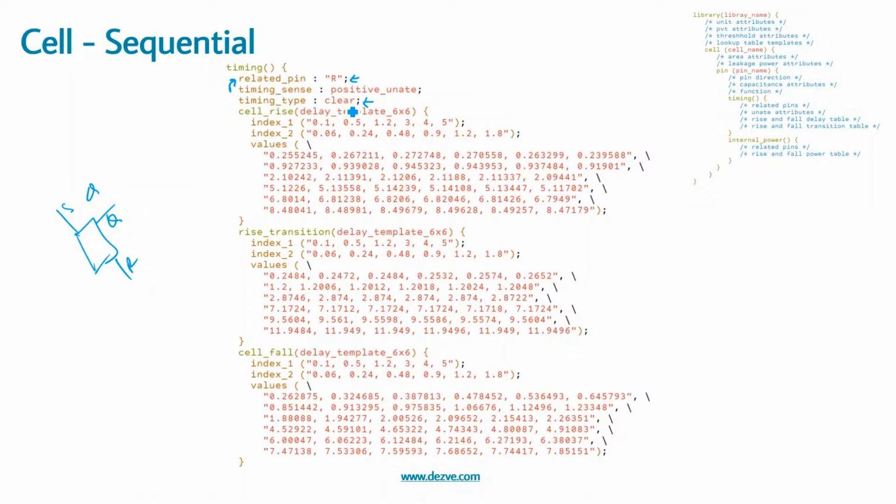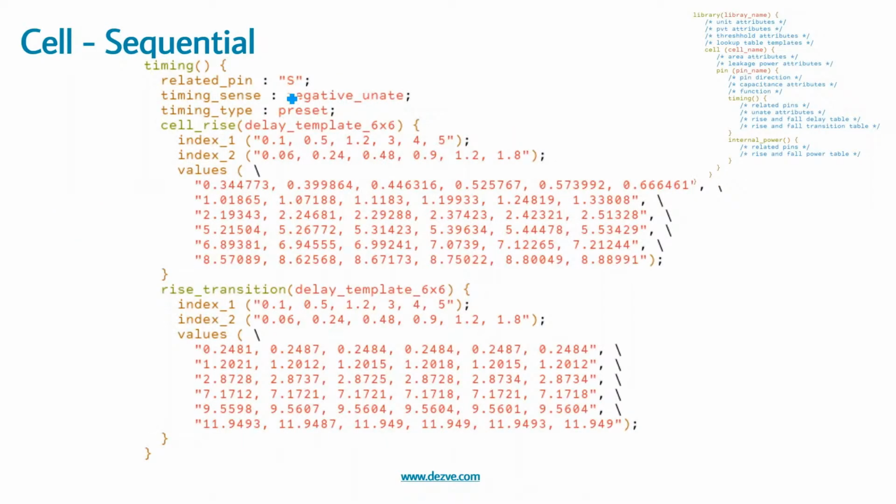Clear indicates that this is the clear port, and if you go before, we have seen that this was an active low port, so a fall in this will cause a fall in this, so it becomes a positive unit and a clear port. Now depending on this, the delay from this to this port is specified using cell rise, cell fall, and similarly the output port can have rise or fall transition based on this. So these are the rise and fall values.